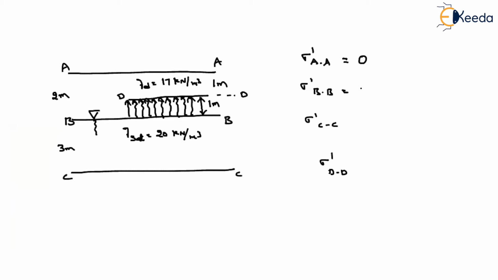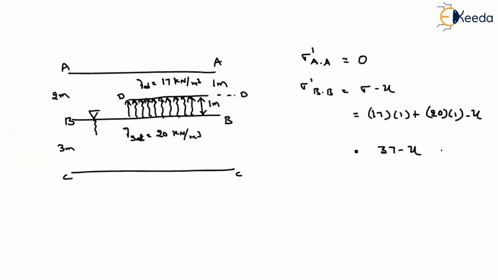Here I'll say total stress minus pore water pressure. So let me find the total stress first. What is the total stress? 17 into 1, plus, because of this soil, the saturation is given as 20, 20 into 1, minus pore water pressure. That will be 17 plus 20, 37, minus u.